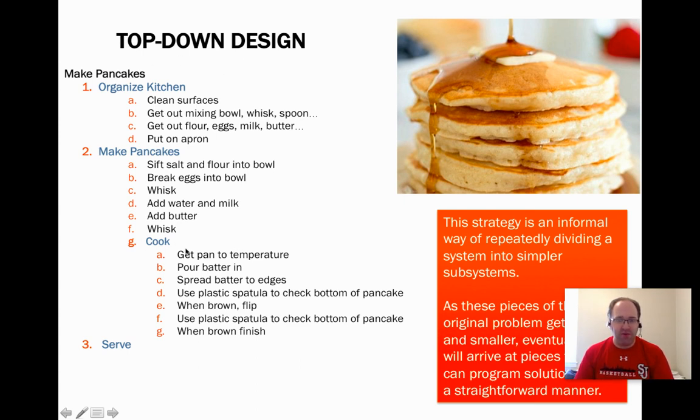So I tried to make them bold and blue here, but imagine that these are all functions. So we could call the make pancake function, great, but the make pancake function is really just calls to other smaller functions. Maybe we'll call the organized kitchen function, which has a set of directions inside of it. Then we'll call the make pancakes function, which has a set of specific directions inside of it. Inside make pancakes, we're going to call the cook function, which has smaller directions inside of it. And then we'll call the serve function, which has directions inside of it.